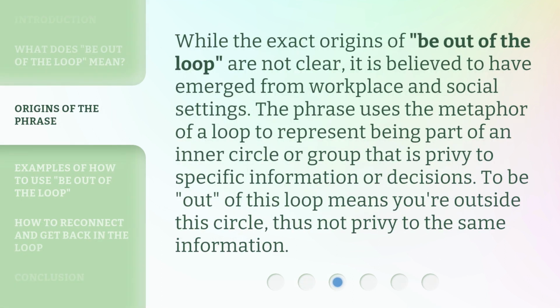While the exact origins of "be out of the loop" are not clear, it is believed to have emerged from workplace and social settings. The phrase uses the metaphor of a loop to represent being part of an inner circle or group that is privy to specific information or decisions. To be out of this loop means you're outside this circle, thus not privy to the same information.